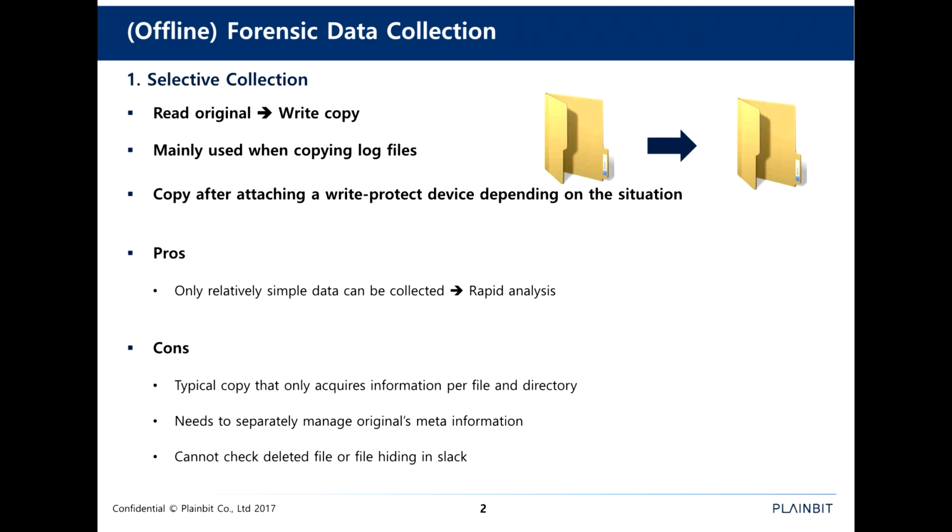First offline collection method is selective collection. By selectively collecting only the data required for incident response, data can be collected and analyzed faster than the widely used imaging method. It is mainly used when it is possible to achieve results simply by file contents, because it is difficult to confirm deleted or hidden data by simply copying the file. If admissibility of evidence is important, evidence collection should be done with a write blocker attached.